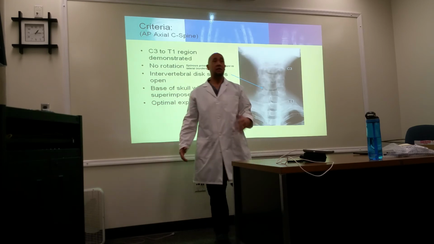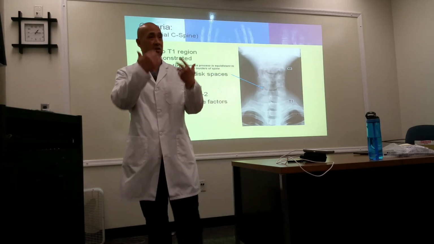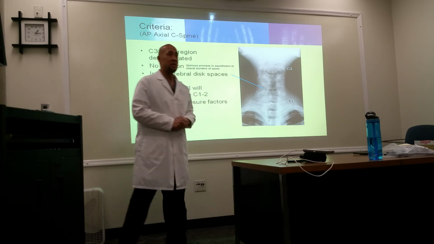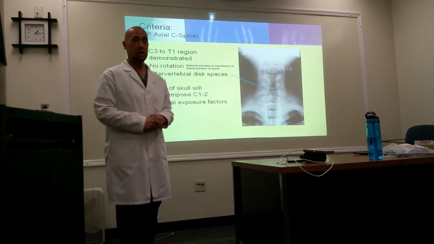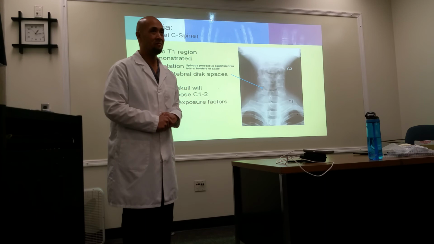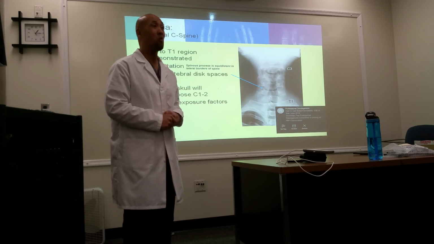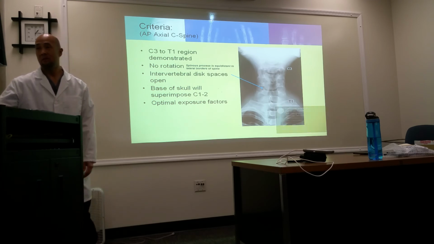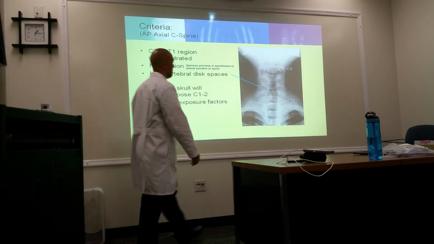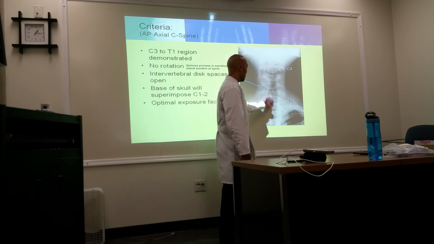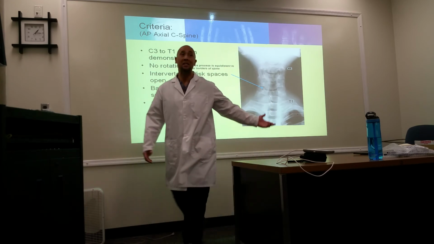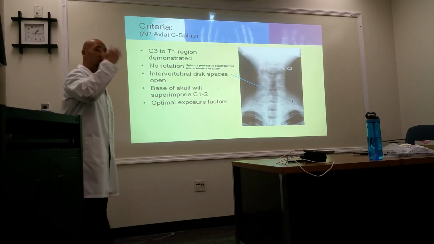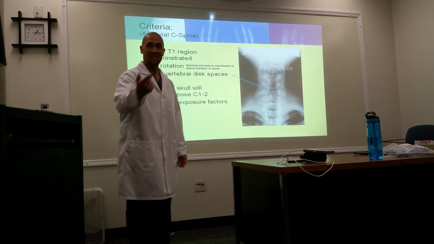So what you will see, this may be a test question, is which cervical spine is demonstrated. Which cervical spine is demonstrated in an AP axial? C3, C7? Nope. The T1 region. To at least T1. Okay? So you want to see at least all the way to T1. So C3 all the way to T1, T2, T3, but you want to at least see T1 as part of that. Because you know you've got the entire C-spine in there when you see T1.